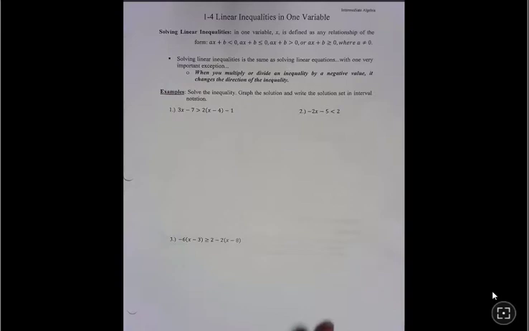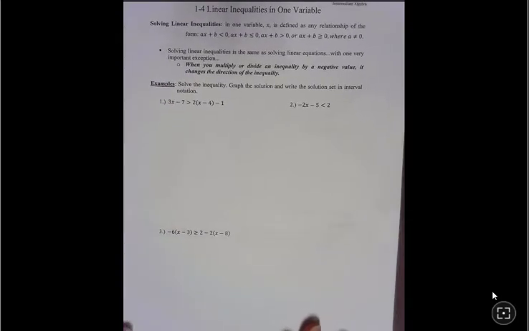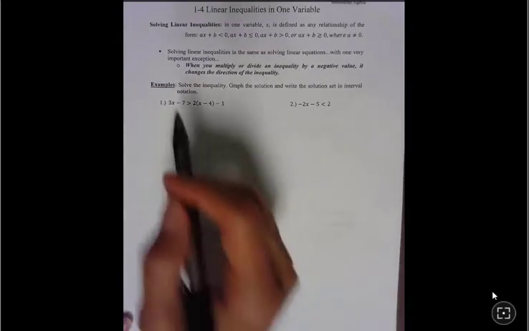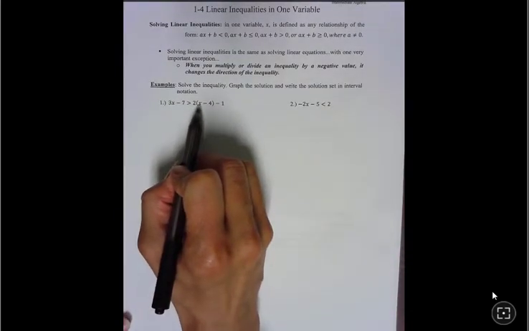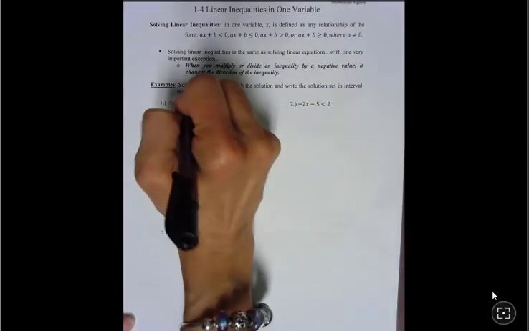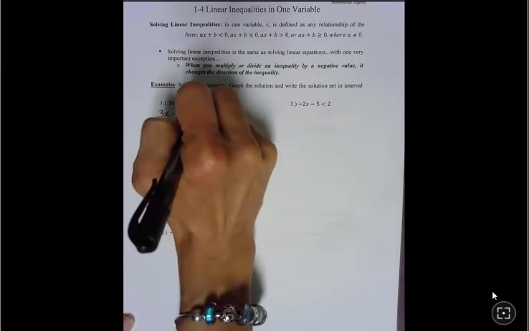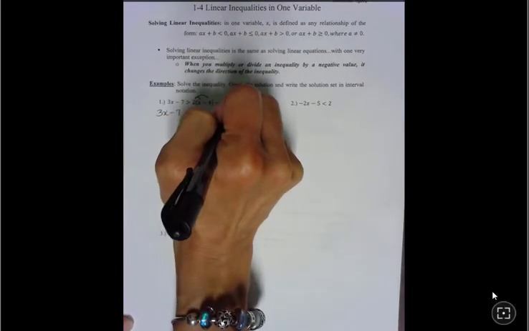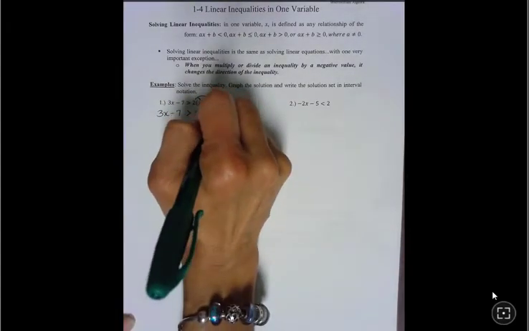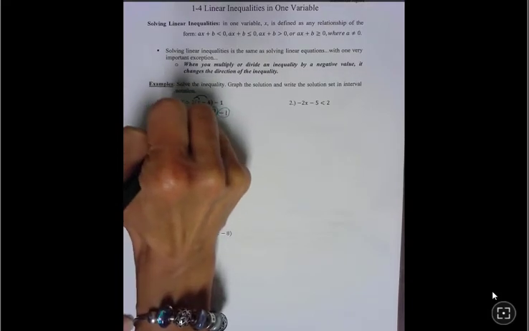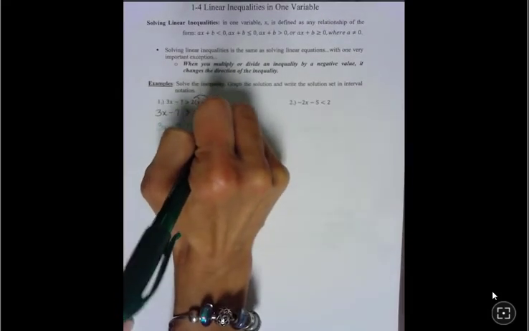Okay, so let's start right in with two examples. The first example, we have 3x minus 7 is greater than 2 times the quantity x minus 4 minus 1. We'll start this like we would with an equation. We'll use our distributive property to clear the parentheses. So we have 3x minus 7 is greater than 2x minus 8 and minus 1. Next, we're going to combine like terms. On this side we have a negative 8 and a negative 1. So we keep our 3x minus 7 greater than 2x minus 9.